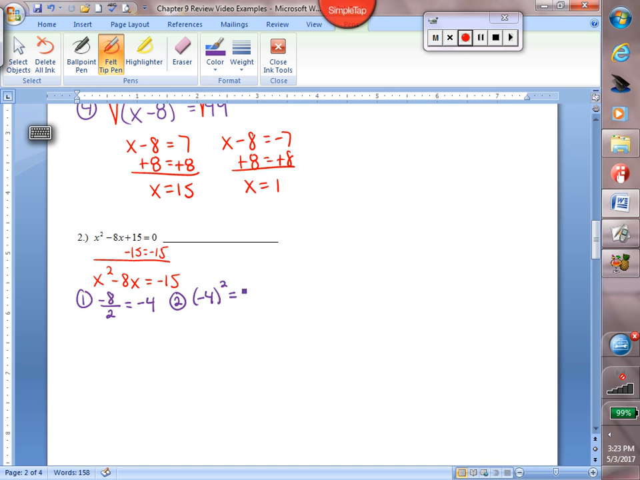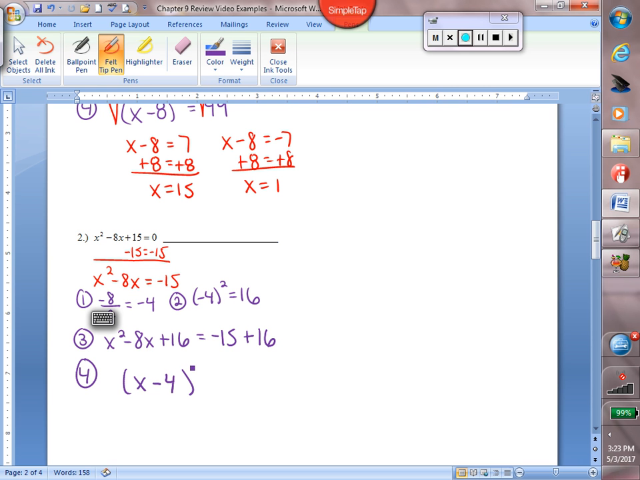When we square negative 4, we get positive 16. We take positive 16 and we add it to both sides of the equation. But remember, on that right hand side, we had the negative 15. It's no longer just a 0 over there. It's a negative 15. When we factor the left hand side, x is my variable. B divided by 2 is negative 4. Negative 15 plus 16 is positive 1.